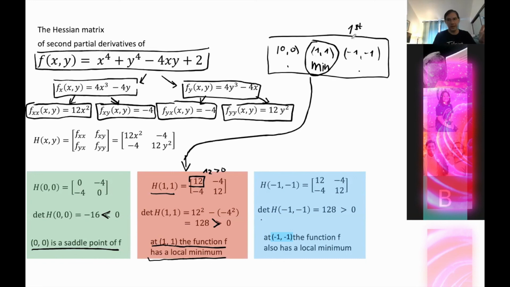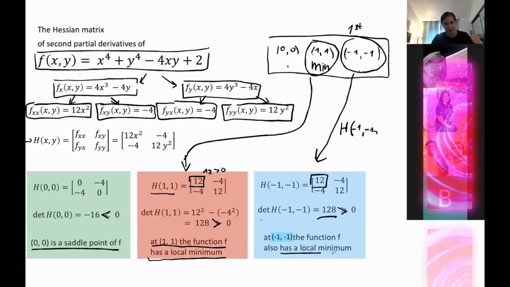And the last thing to do, take the other critical point, which was negative 1, negative 1, and look at what the Hessian matrix at this point looks like. So the general Hessian matrix, here it is. And let's take x and y equals negative 1 and negative 1. So again, the same matrix. So this is 12, negative 4, negative 4, and 12. The 1, 1 entry of this matrix is positive, and the determinant is also positive, it is 128. So at negative 1, negative 1, the function f has also a local minimum. So also a local minimum.